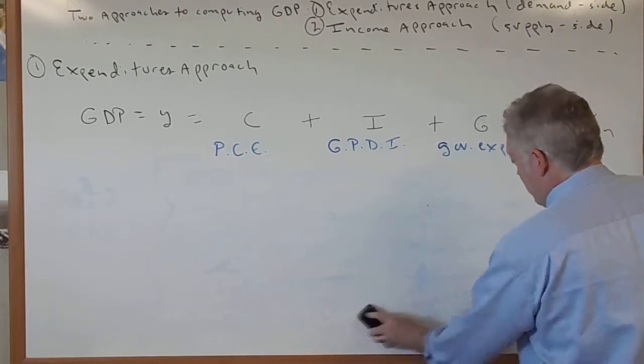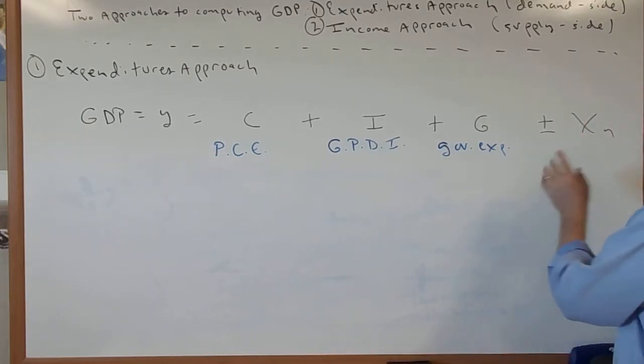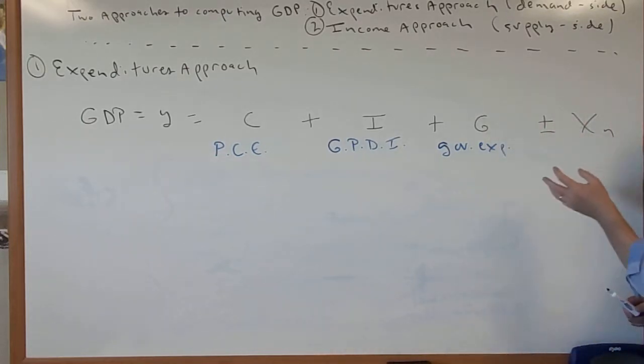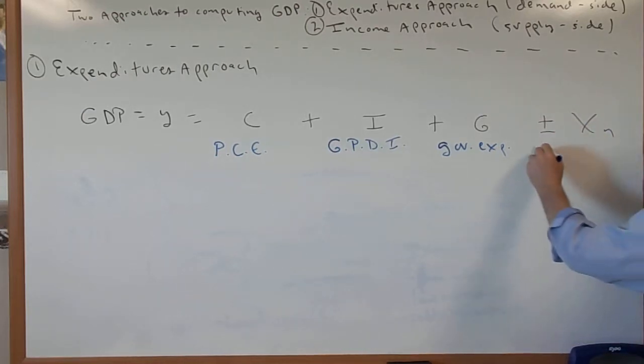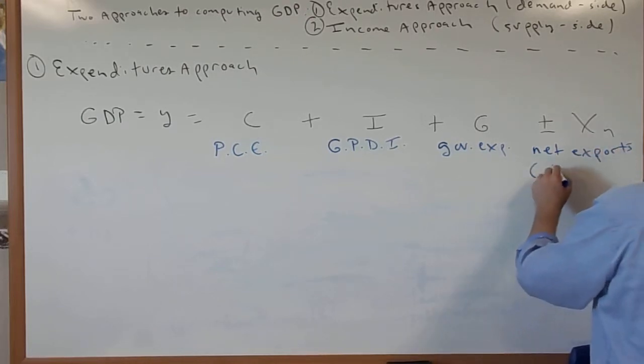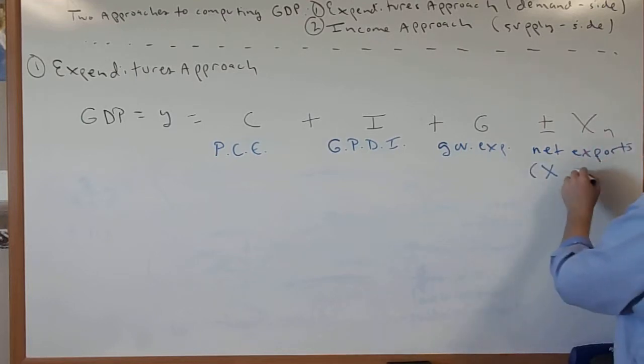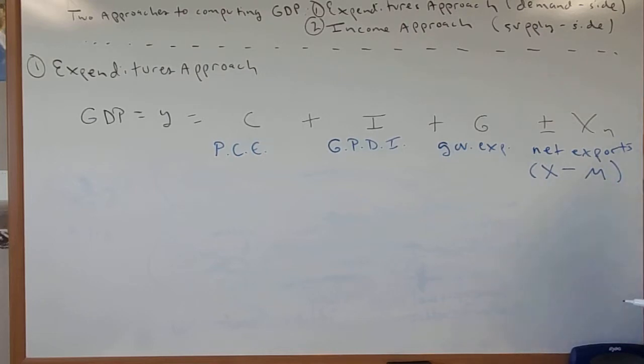So what's the final category here? The final category is this last one, which is the only term on the right side of this equation that has a plus or minus, because it could in fact be negative, and that is the case of the net exports. Net exports, which are simply the value of exports, goods sold to foreign buyers, minus the value of imports, which are the goods purchased from foreign sellers.